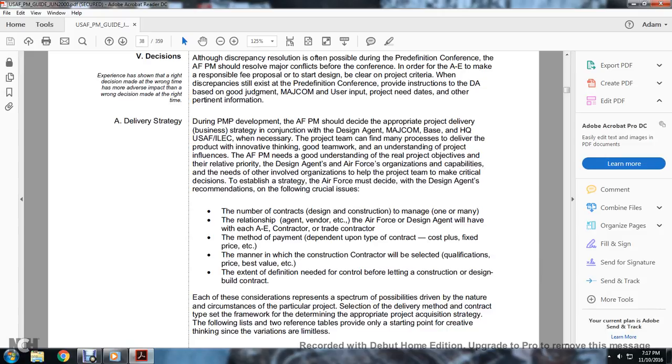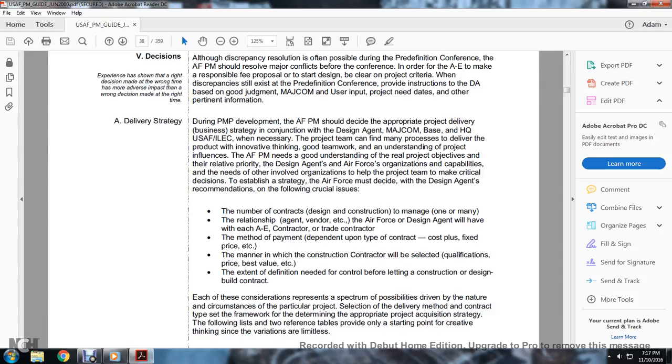The Air Force program manager needs a good understanding of the real project objectives, the real priority, the design agent, and the Air Force organization capabilities, and needs the other involved organizations to help the project team make critical decisions to establish strategy. And the Air Force must decide with the design agent's recommendation on the following crucial issues: the number of contracts, design and construction managed as one or many, the relationship with the agent, vendor, etc.